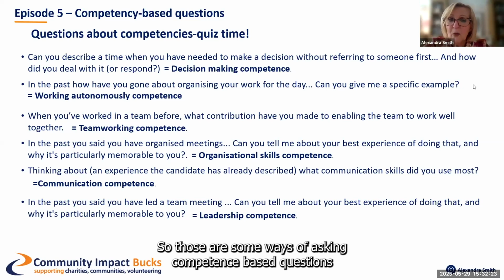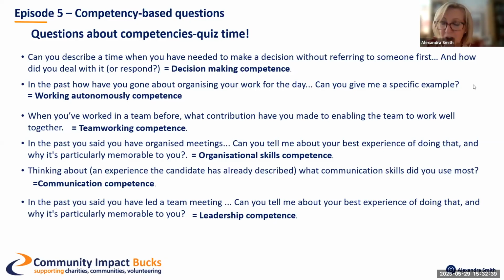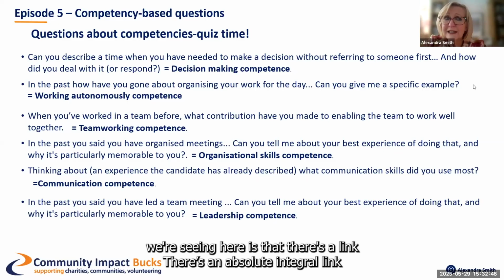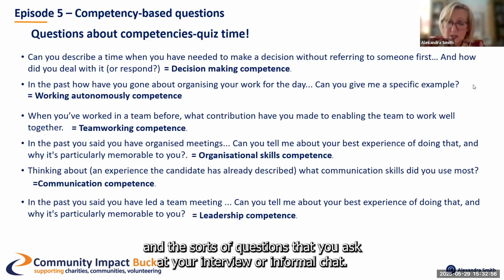So those are some ways of asking competence-based questions that you can use in your interview, and they enable you to gather specific role-related information that you've already described in your role description. So what we're seeing here is that there's an absolute integral link between your role description, your person specification, and the sorts of questions that you ask at your interview or informal chat.